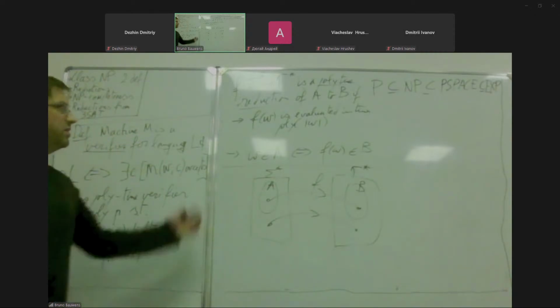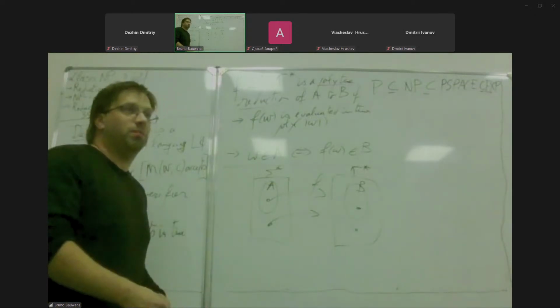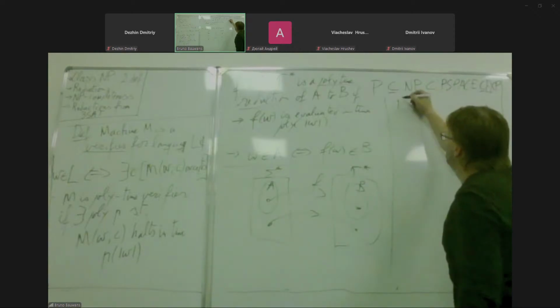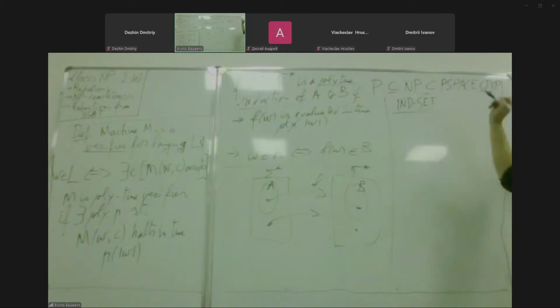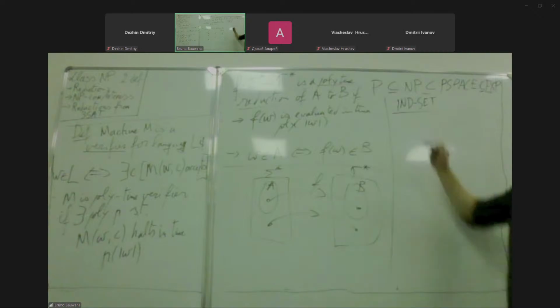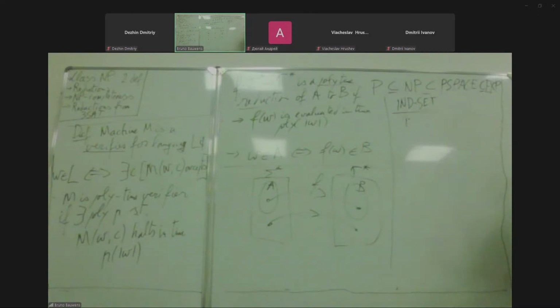So, the definition of reduction. I should start with an example because definition is boring. Let us think about the independent set problem. The input is a graph and an integer. The question is: are there at least k nodes that are pairwise disconnected? And this problem polynomial time reduces to the clique problem.